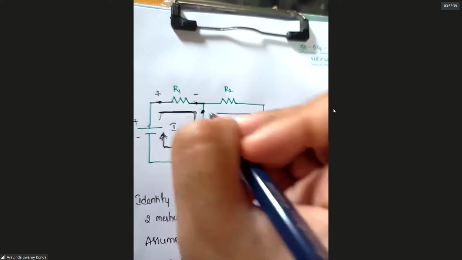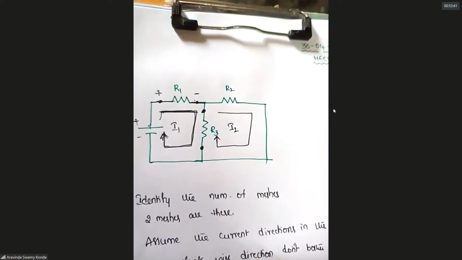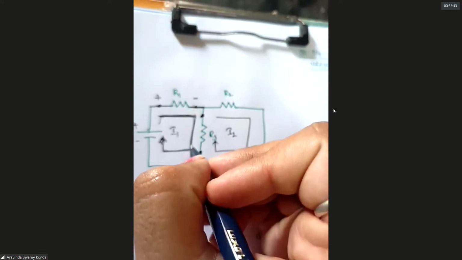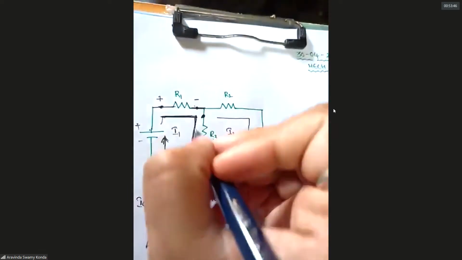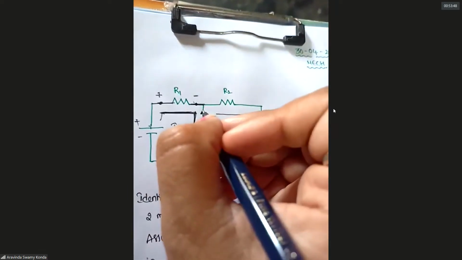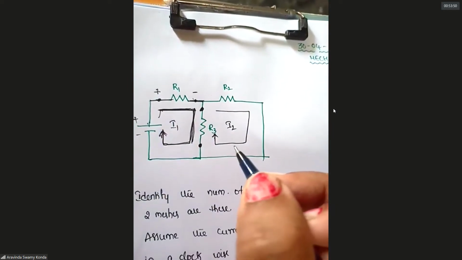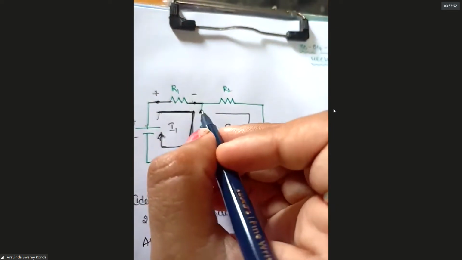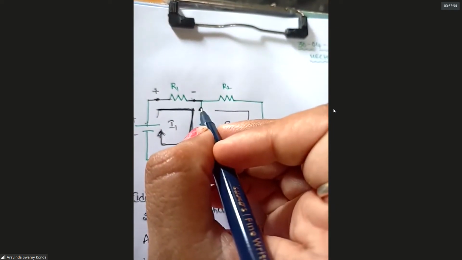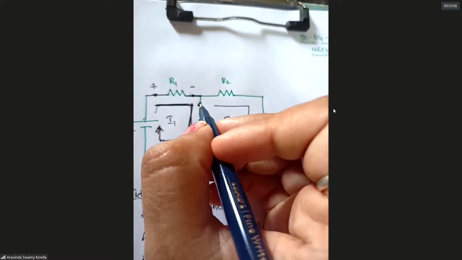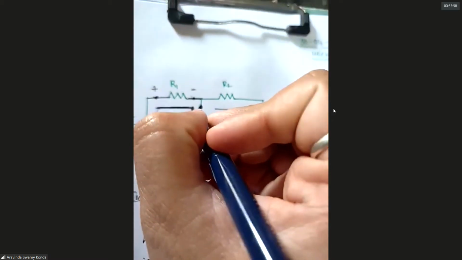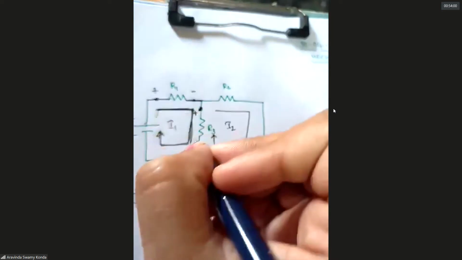R3. So this is the first terminal and this is the second terminal. So the way you are assuming the current direction, in this way only, means current entering at this node. Am I right or wrong? The current is entering at this node only, or not? Yes. So the current entering node is positive and the current leaving node is negative.